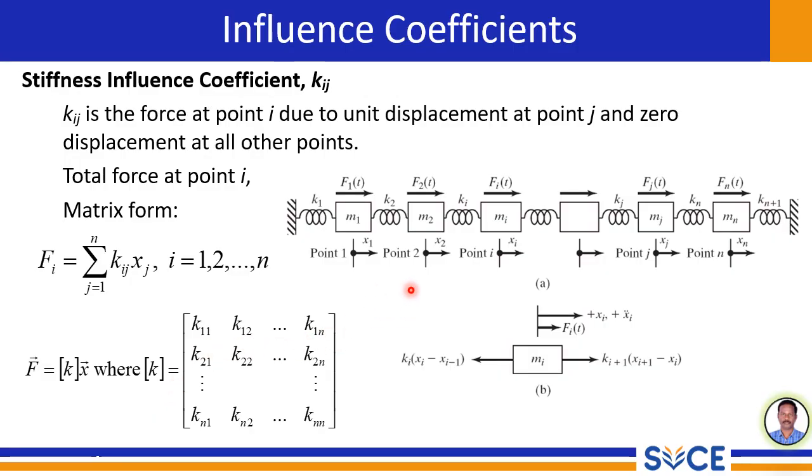Here in this figure, diagram A shows a general linear multi-mass spring system, which is a good example of a multi-degree of freedom system where we can apply this concept. Diagram B focuses on the ith mass in such a system and illustrates the forces acting on it due to the displacements of itself and its neighboring masses. Stiffness influence coefficients help us to quantify these forces for any given set of displacements.